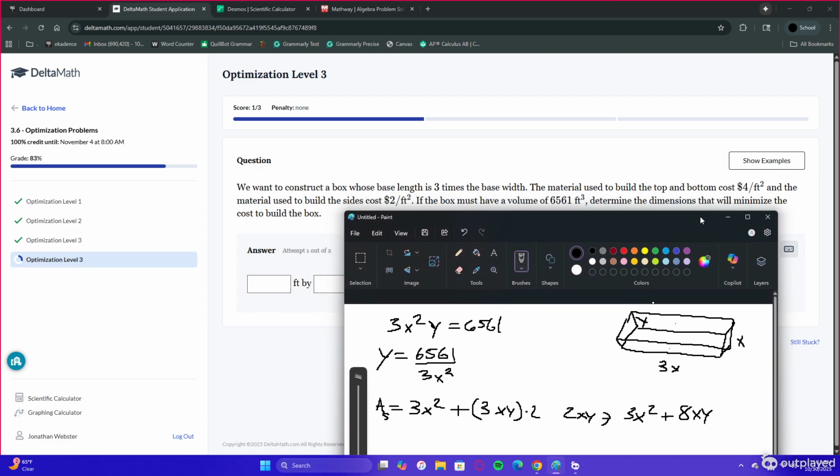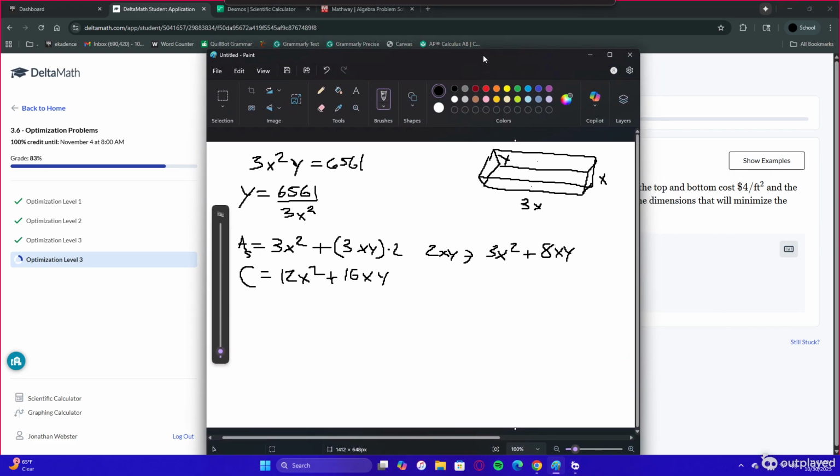And now that we have these values, we can do our cost function. So it'd be $4 for the top and bottom, which is this. So 4 times 3x squared is 12x squared, and then 2 times 8xy to build the sides, so 16xy.